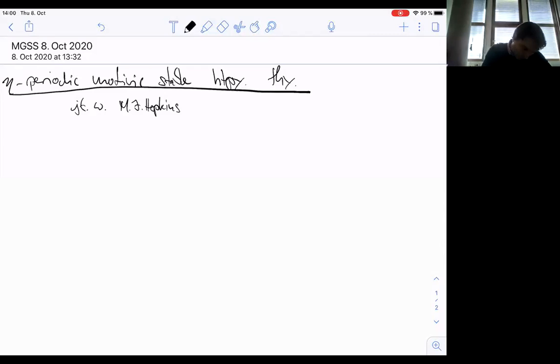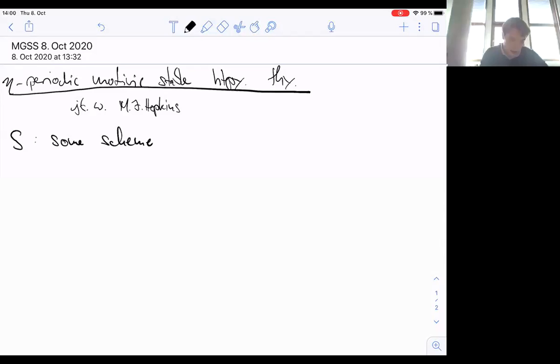So throughout, S is always going to denote some scheme. Eventually we're going to specialize down to fields, maybe at the end, but for now we can think of pretty much anything. Let me try to remind you. I'm going to more or less assume that you have some idea what Motivic stable homotopy theory means. I'm sure you also know what eta-periodic means, but just for the sake of it, let me remind you what these letters mean.